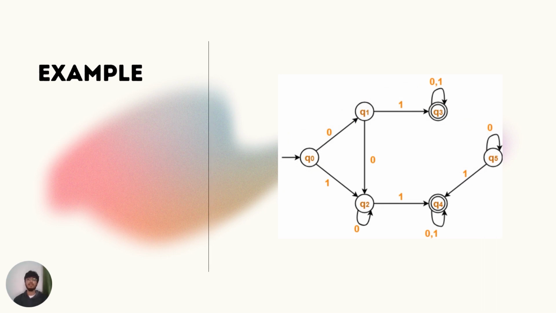Let's look at this example to better understand what we just talked about. So here we have a DFA and we have to minimize it. So for step 1, we have to find a state that isn't connected to the initial state, that is Q0. So let's take a look at Q1.